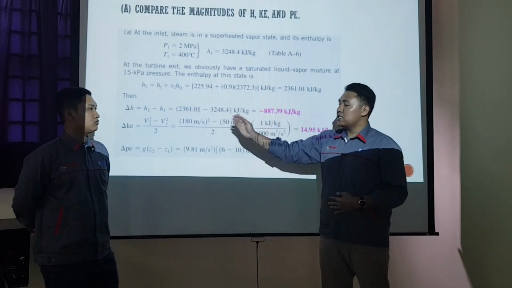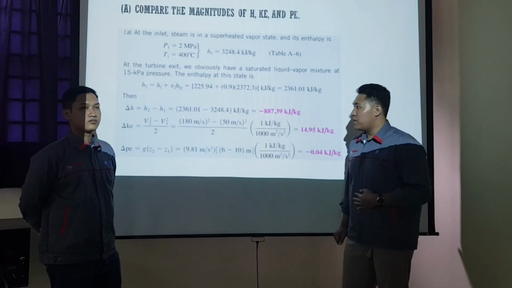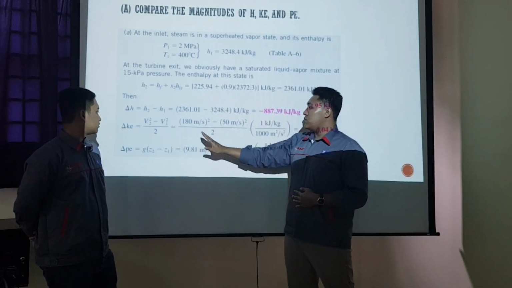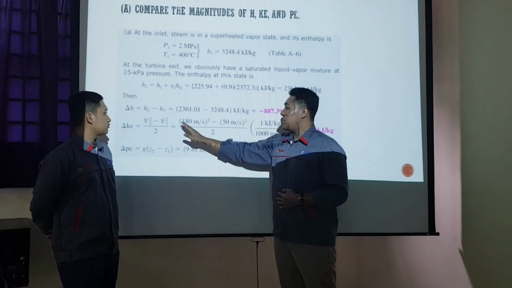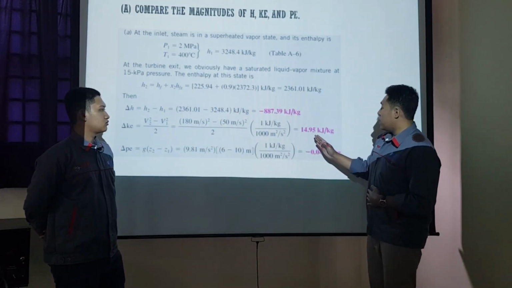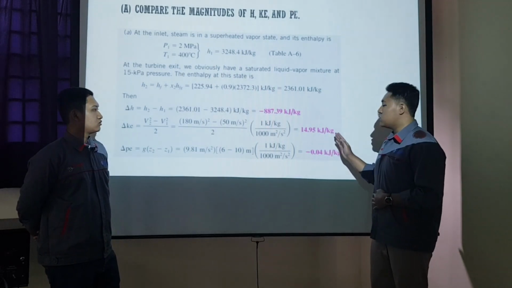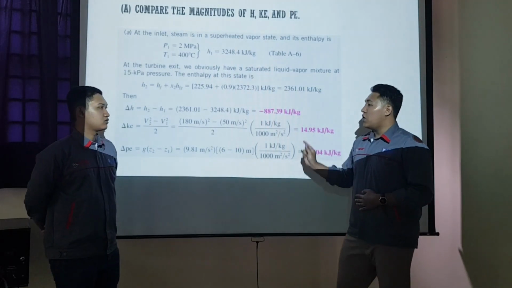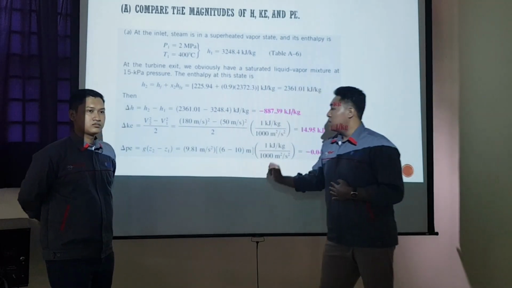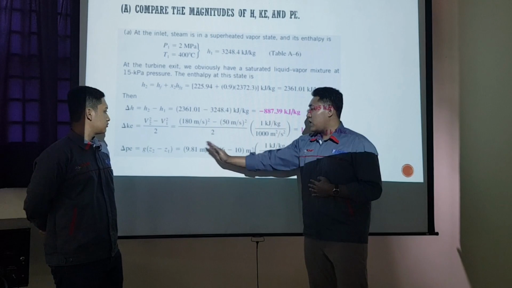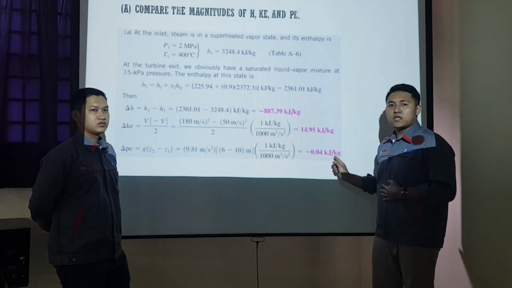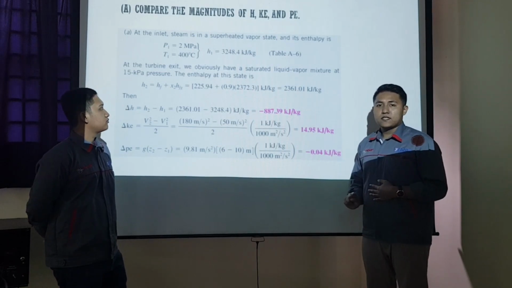For the change in kinetic energy, we use this formula. We substitute the values in this formula, and we will get 114.95 kilojoule per kg. For the change in potential energy, we use this formula, substitute the values, and we will get negative 0.04 kilojoule per kilogram.